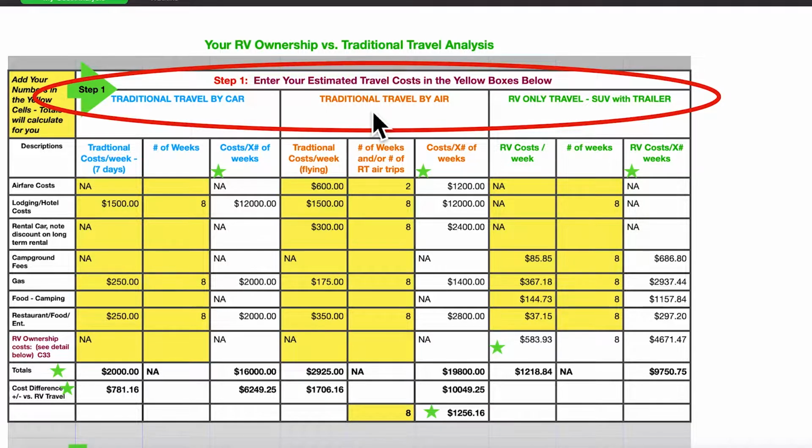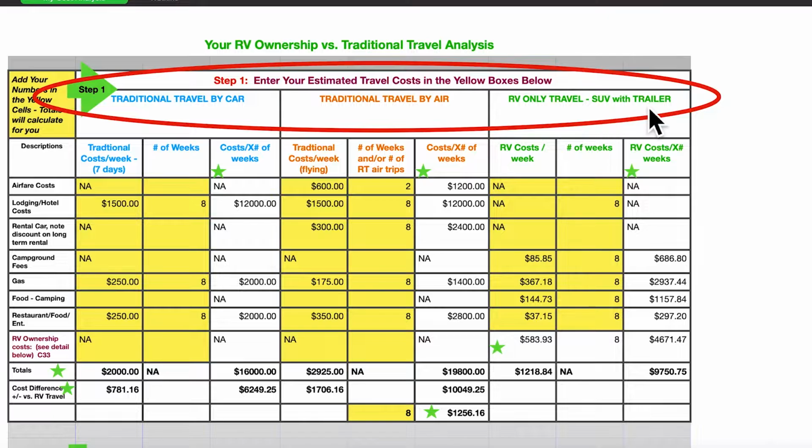Same is true for traditional travel by air. We've added two categories: airfare cost, so that you can enter the number of round trips you're going to purchase, as well as rental car expense in case you need to rent a car when you get to your destination. Just like travel by car, there is a weekly total when you travel by air, and then there is a cost for the trip based on the number of weeks that you enter.